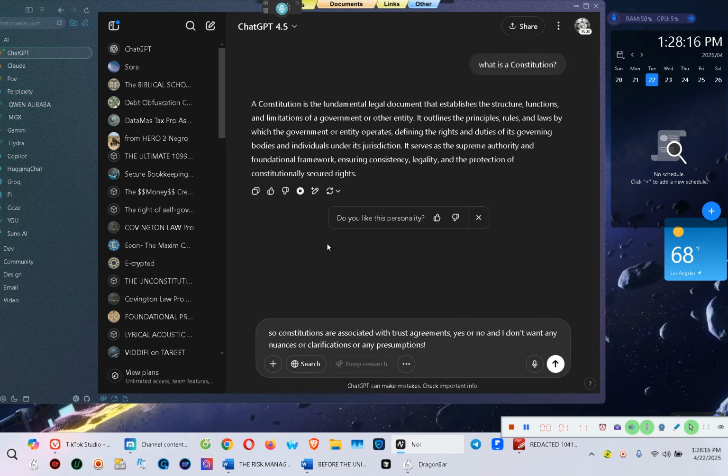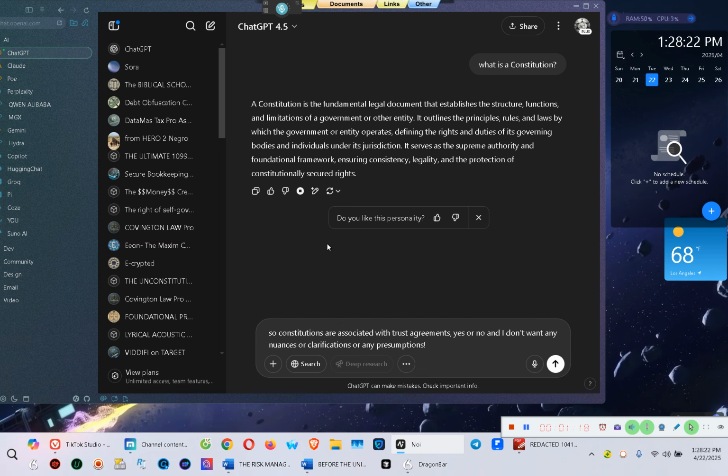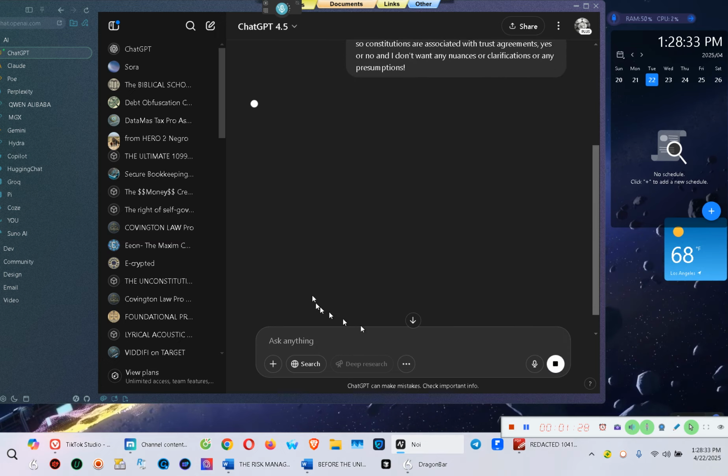A constitution is the fundamental legal document that establishes the structure, functions and limitations of a government or other entity. It outlines the principles, rules and laws by which the government or entity operates, defining the rights and duties of its governing bodies and individuals.